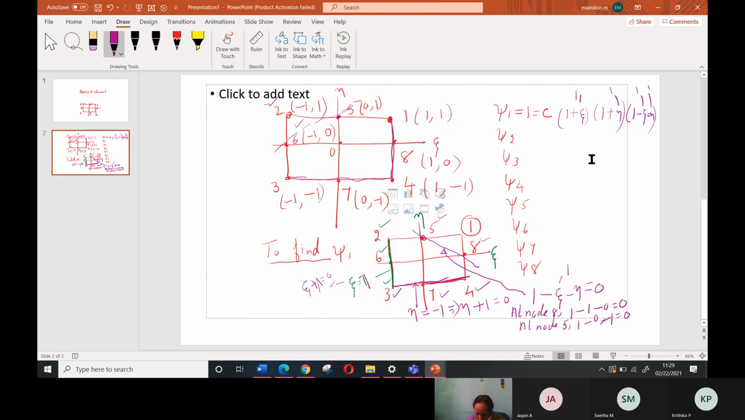So finally, we can check the answer for all the other quantities: psi 1, psi 2, psi 3, psi 4, psi 5, and psi 8.